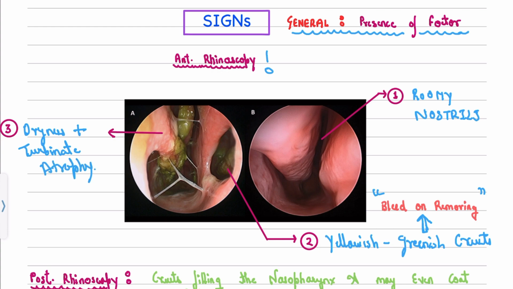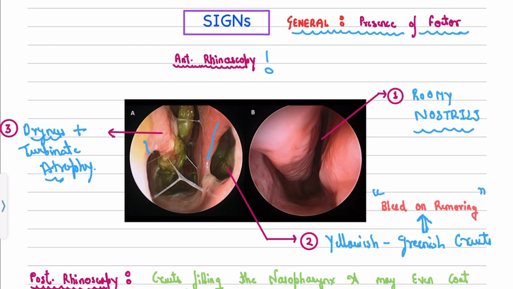Okay, on anterior rhinoscopy, what do we see? We see roomy nostrils. You can appreciate this in the diagram. We see yellow, blackish, greenish crusts in the nasal cavity which bleed on removing. And finally, we see drying as well as atrophy of turbinates. The turbinates become mere ridges in the nasal cavity.